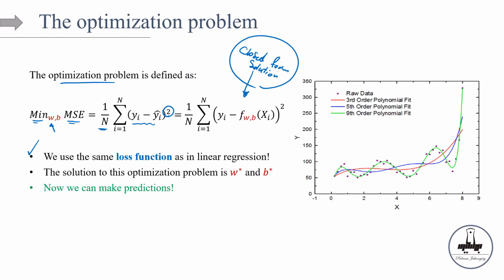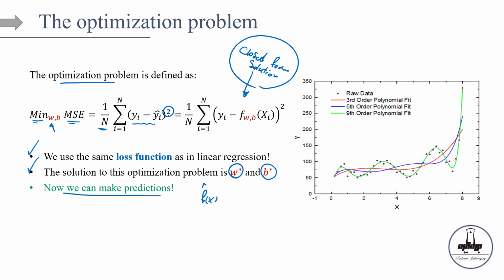So the solution to this optimization problem is going to be W star and B star. And now that we have W star and B star, you can specify your f hat of x and make predictions based on that. So we are ready to make predictions.